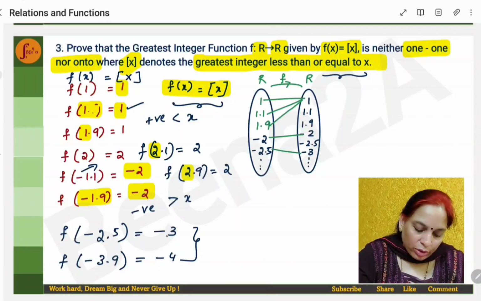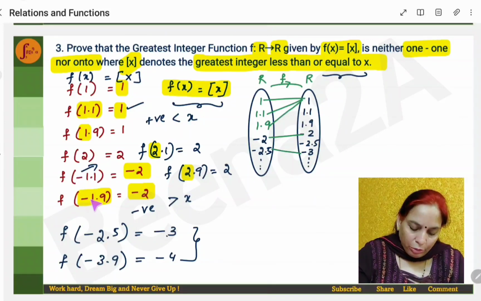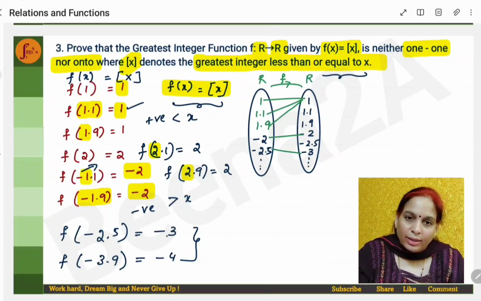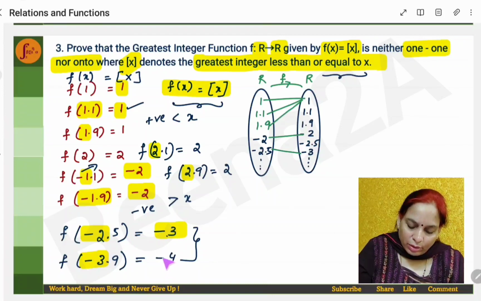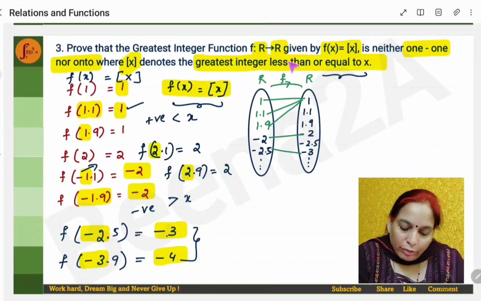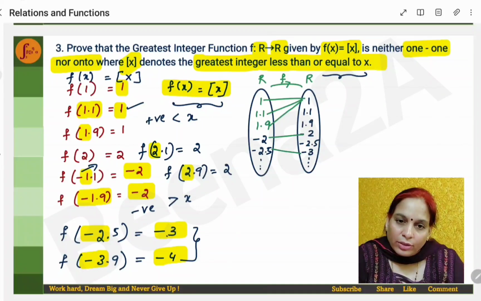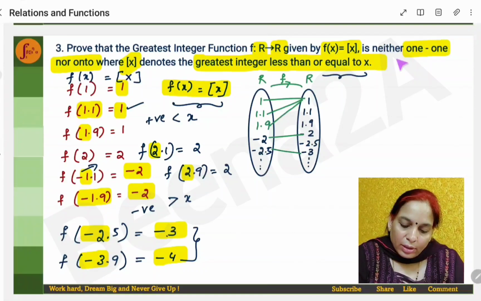So if it is a positive number, you take only this integer. If it is a negative number, you take this integer and add another 1 to it. So you have minus 1.1, so it will become minus 2. Here you have minus 2.5, so take this minus 2, increase 1, so it will become minus 3. Take minus 3, increase 1, it will be minus 4. Now you will have to prove that this kind of function, the greatest integer function, is neither one-one nor onto.